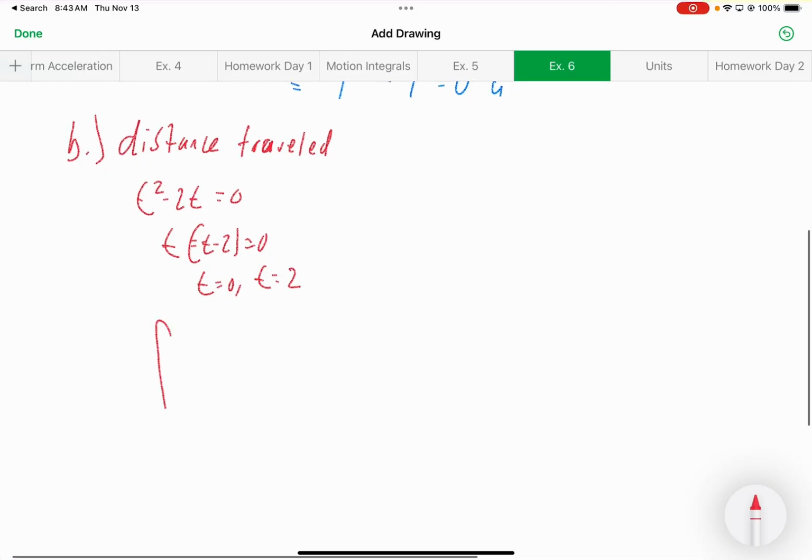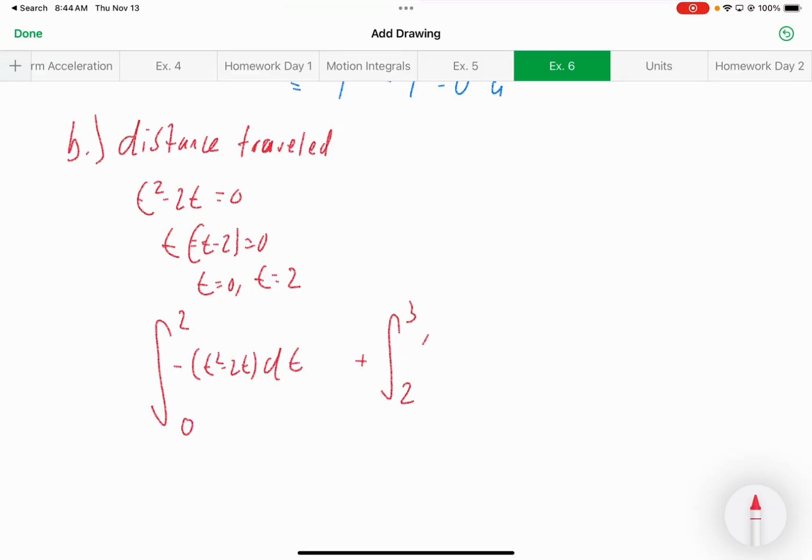All right. So my integral, I need to break up as an integral from 0 to 2 plus an integral from 2 to 3. Where will the absolute value make a difference? Yep, so I need to put an additional negative on that. So negative t squared minus 2t dt. And then the other one I can just let as it is.